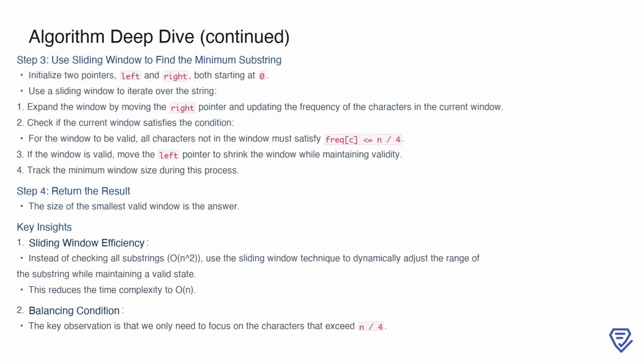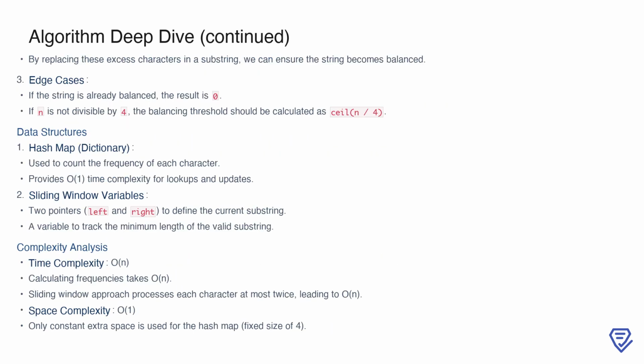Key insights about this algorithm include the efficiency of the sliding window approach, which reduces the time complexity to O(n) by processing each character at most twice, once when expanding the window and once when shrinking it. Additionally, the balancing condition focuses only on the characters that exceed the n/4 threshold, simplifying the problem significantly.